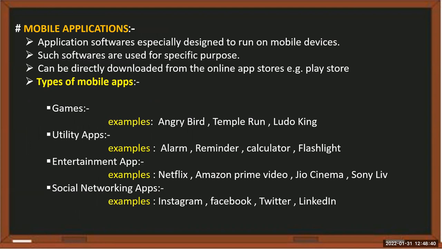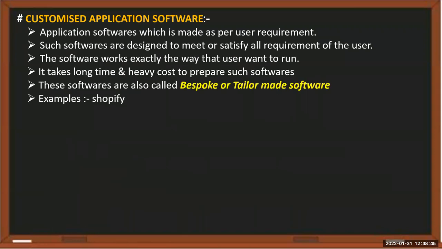Next is mobile application, or you can say customized software. After the third last category was the customized software. Customized software means the softwares which are made according to the requirement of the user. User goes to the manufacturer, gives its requirement ki nahi mujhe ye chahiye, aisa hona chahiye, is pe click karne pe ye hona chahiye. All the requirements are given by the user and the softwares are designed according to that, to satisfy the requirements of the user. That is called customized software or tailor-made softwares.